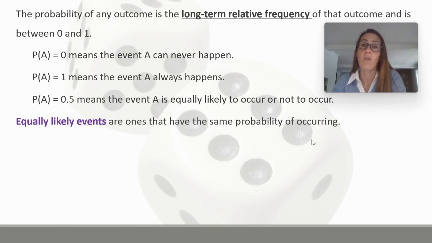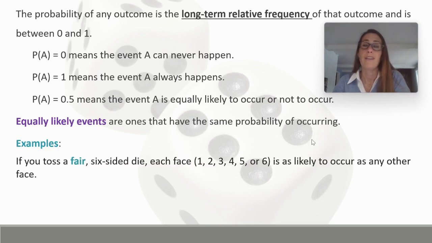Equally likely events are ones that have the same probability of occurring. So if it's 0.5, the options are occurs or does not occur, but you can have other situations where you have equally likely events that have a lower probability than 0.5.